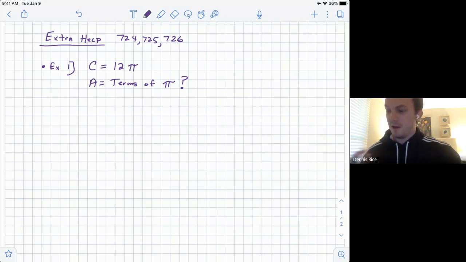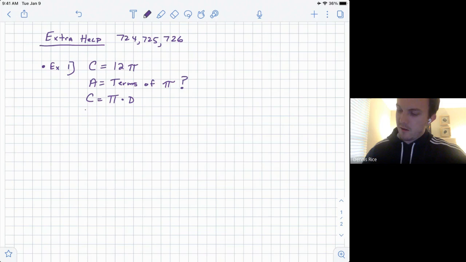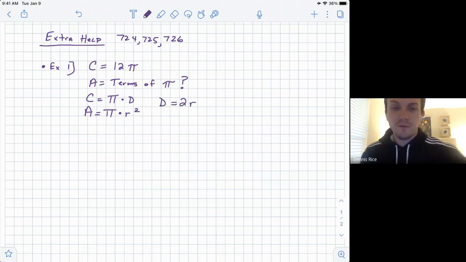So for this one, we were given the circumference is 12 pi. Right away, we see it's in terms of pi, and you were asked the area in terms of pi. So let's just refresh what those formulas are. You do need to know these for tomorrow. So we have circumference is pi times diameter, and area is pi r squared, pi times radius squared. Okay, and we know the relationship, obviously, that the diameter is 2 radii, 2 times the radius.